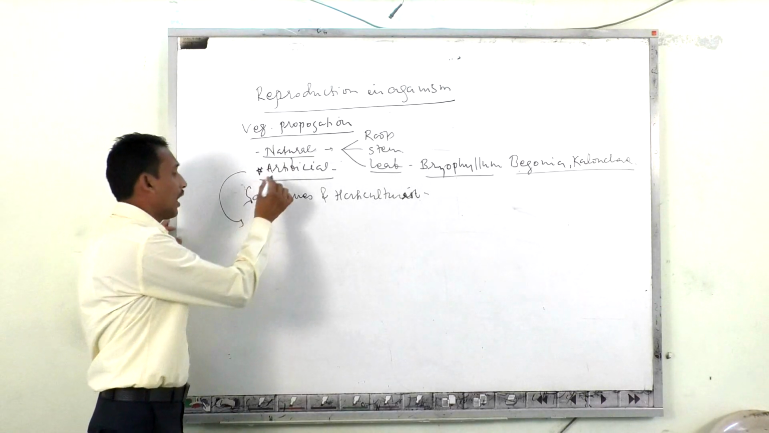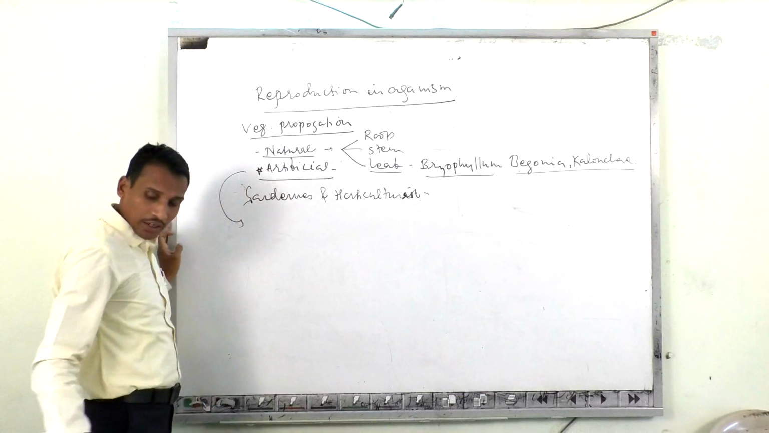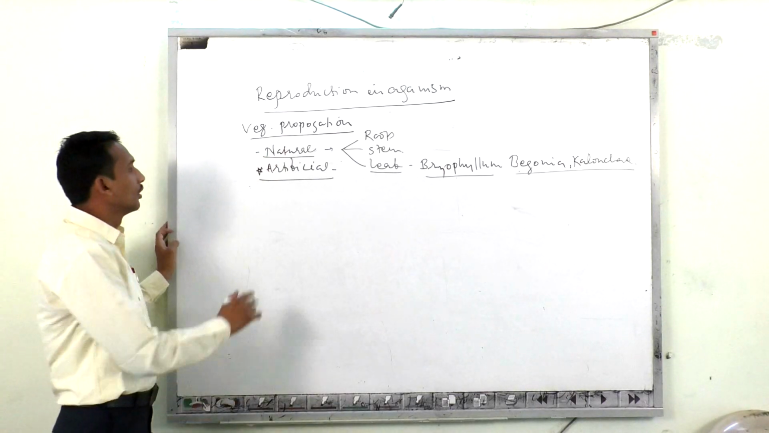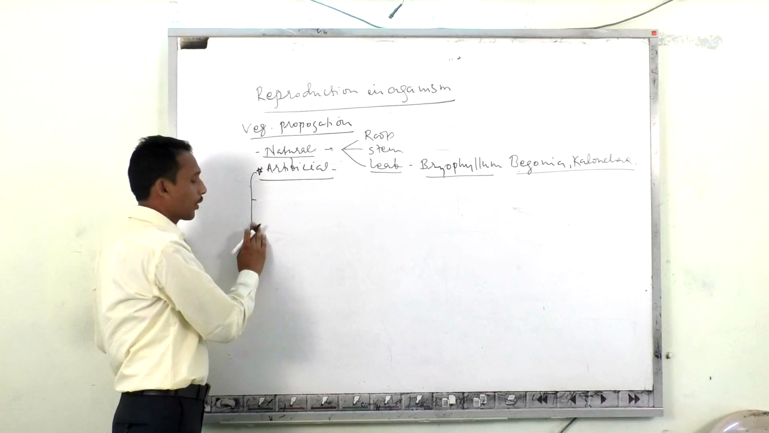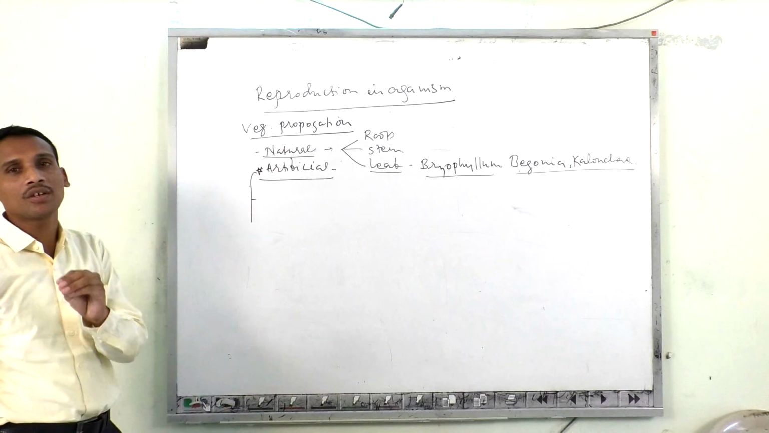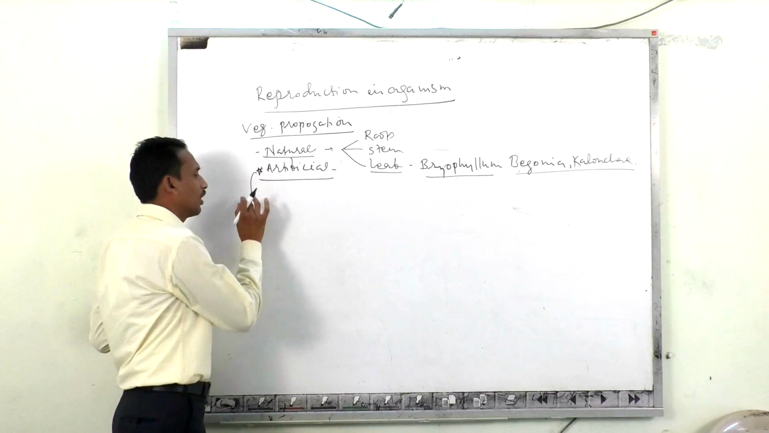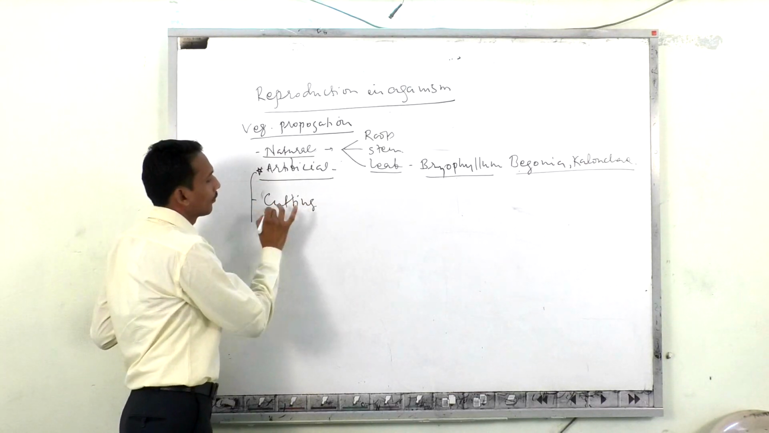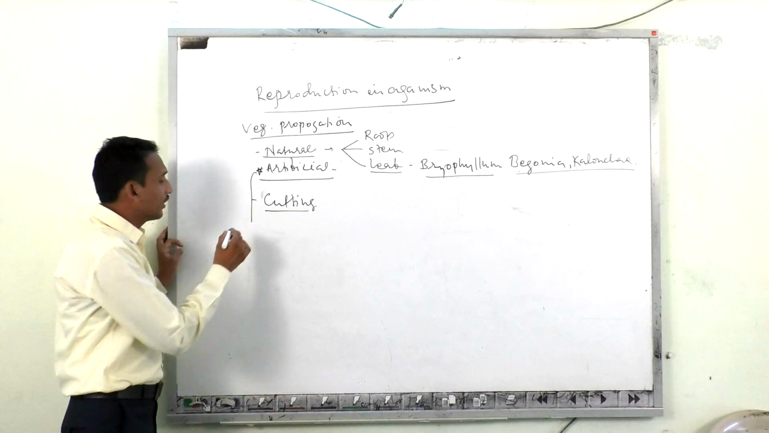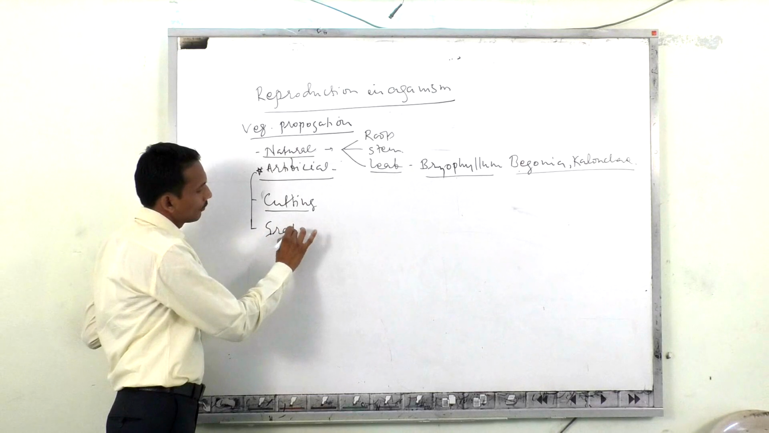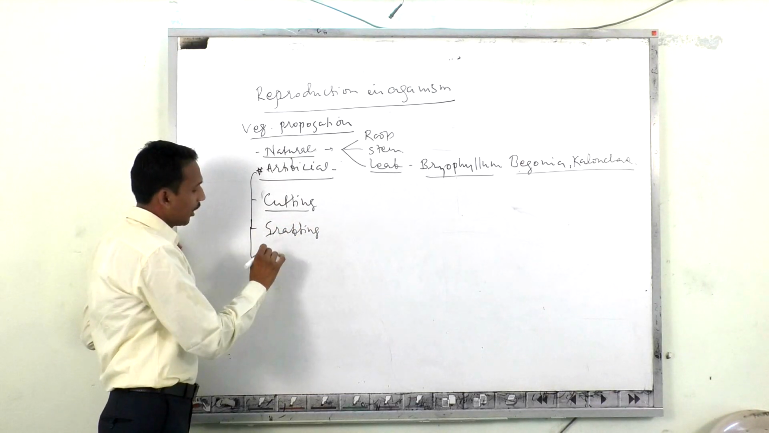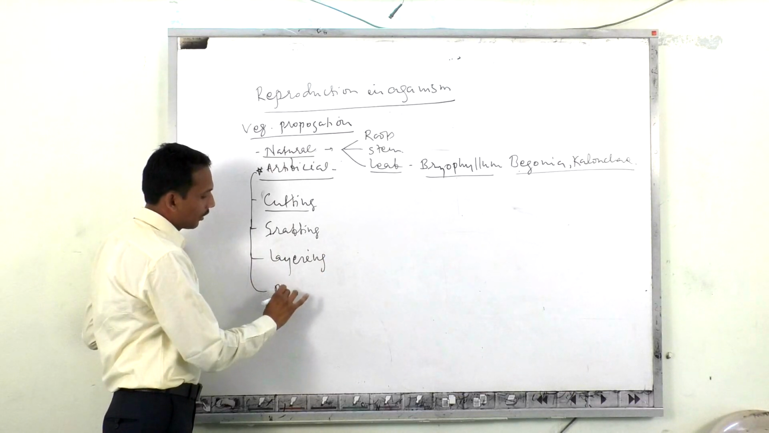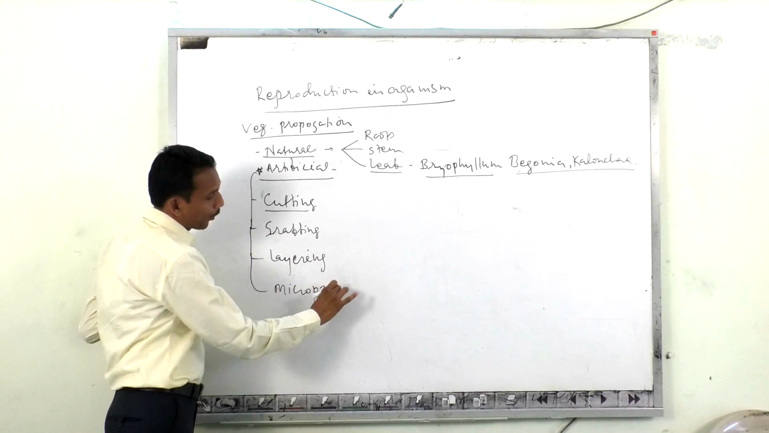Now the artificial type of vegetative propagation also has different kinds. There are 4 different kinds of artificial vegetative propagation. One of them, which is very common, is cutting. The second type is grafting. The third type is layering, and the fourth type is micropropagation.